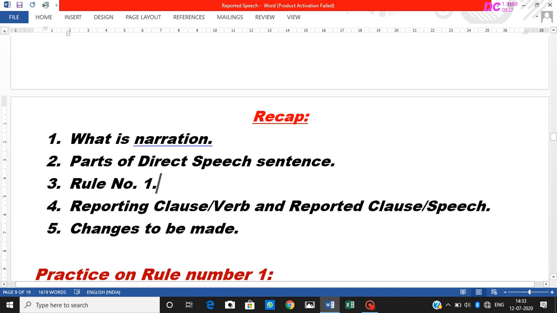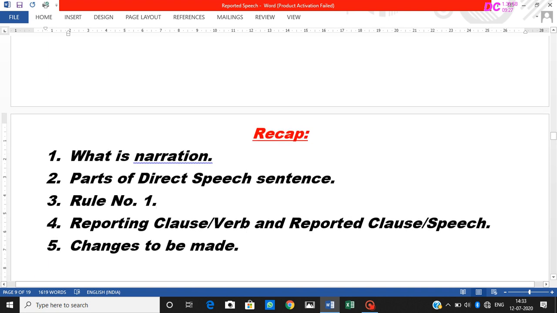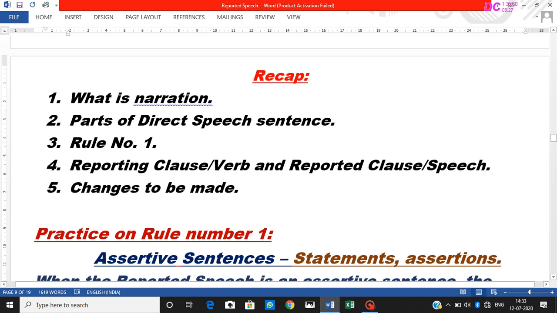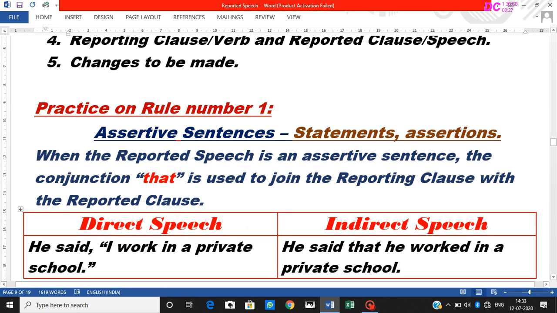Changes to be made. Now you know that while changing a direct speech into an indirect one, certain changes are to be made. I have already explained them. Now let's practice it today on rule number one. Once again I am reminding you: if the reporting verb is in past tense, the tenses of the reported speech are changed in a certain manner, which I have already explained.